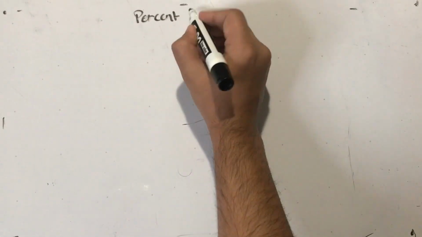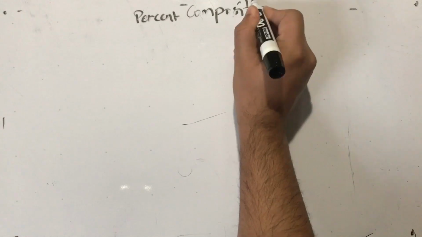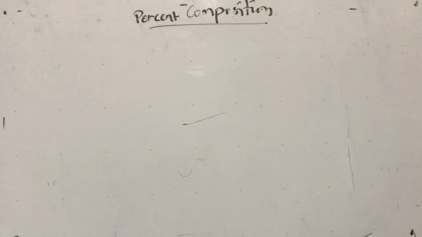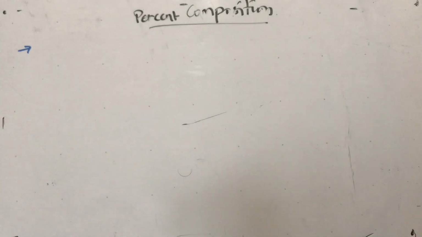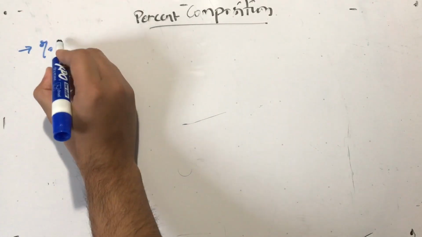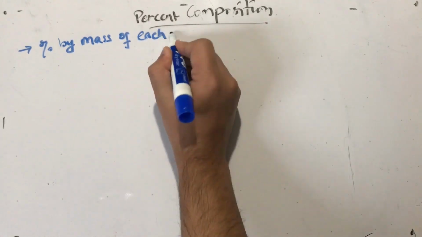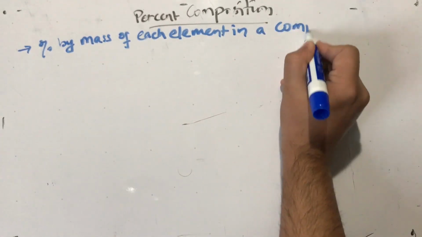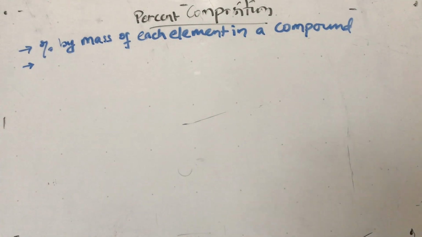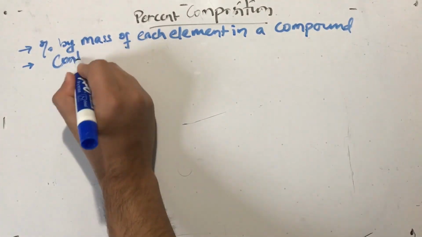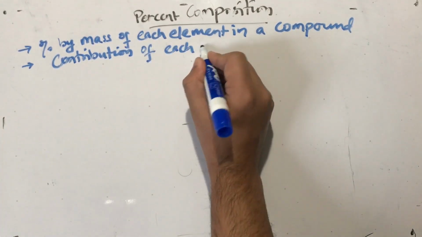Today I'm going to teach you how to calculate the percent composition of an element in a compound. Today's topic is percent composition. Percent composition is the percent by mass of each element in a compound. In other words, it's the contribution of each element.